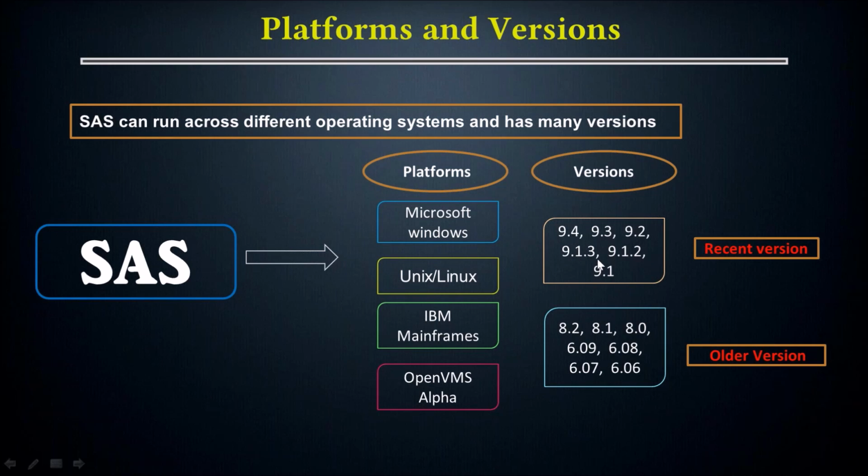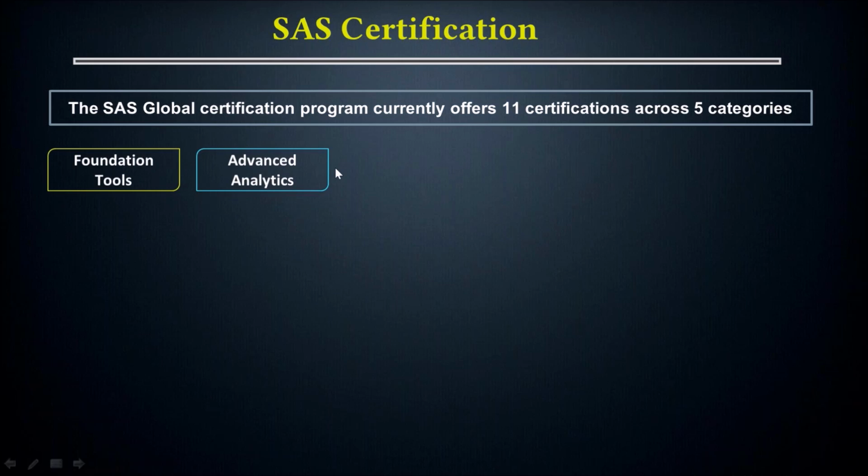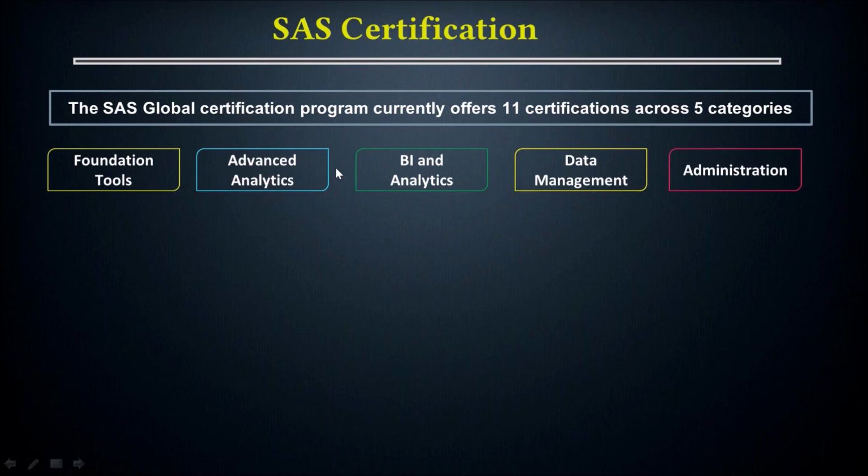The next one, let's see about certification. There are many certifications for SAS. It is a globally recognized certification and it currently offers 11 certifications across 5 different categories. The categories are foundation tools, advanced analytics, BI and analytics, data management and administration. These are the 5 different categories. Under these categories, we have 2 or 3 certifications for each category, so totally 11 certifications.